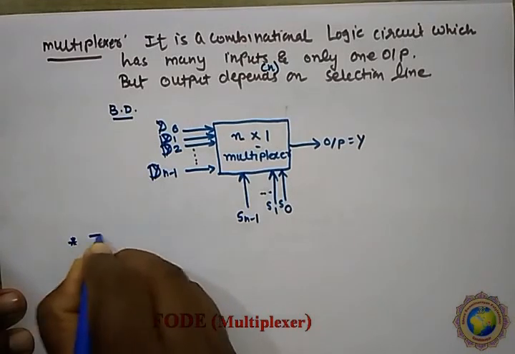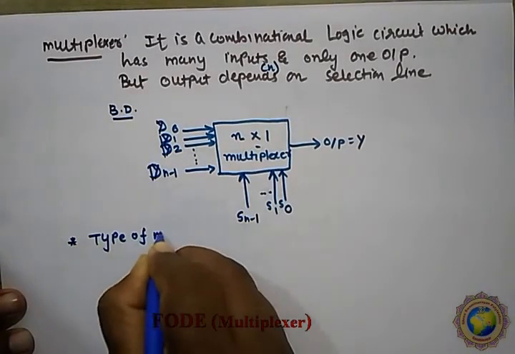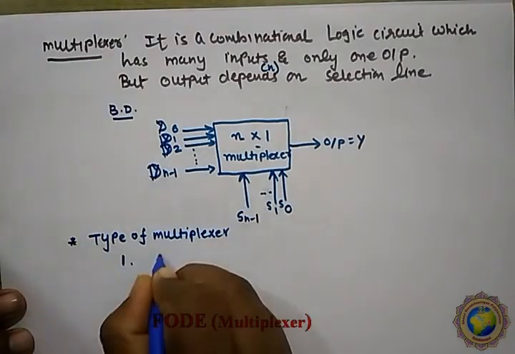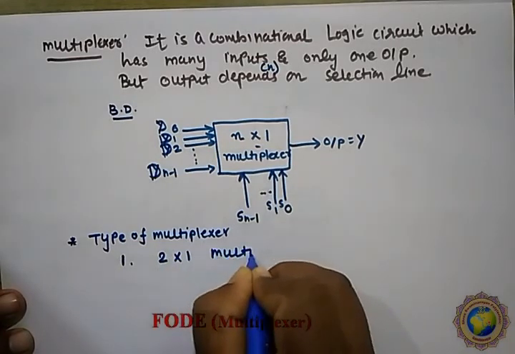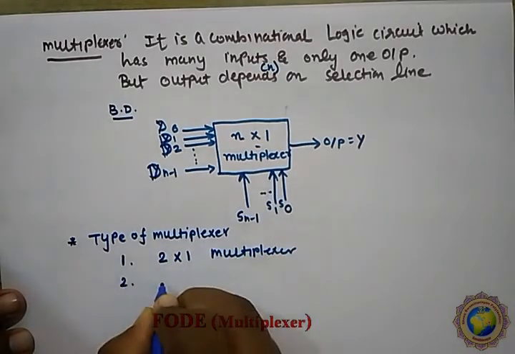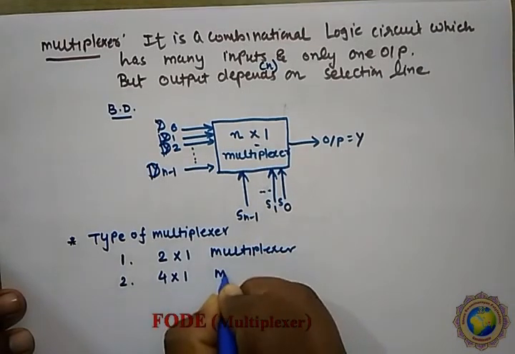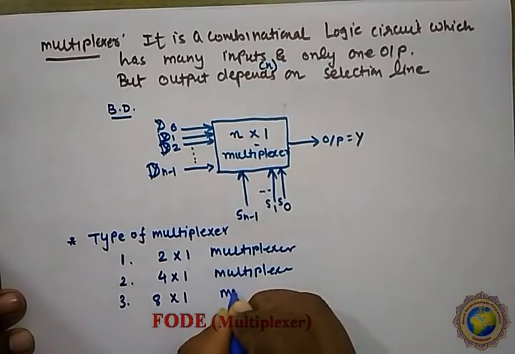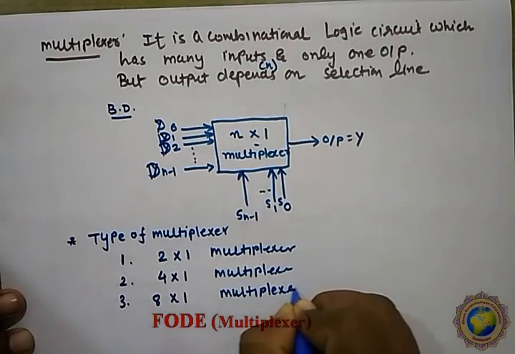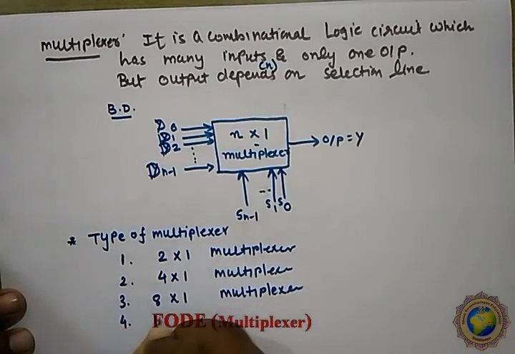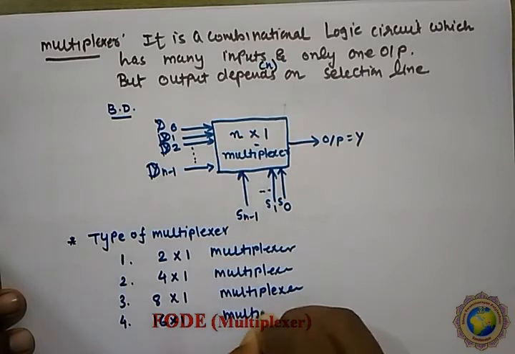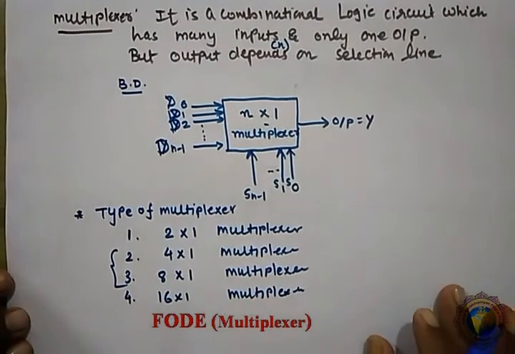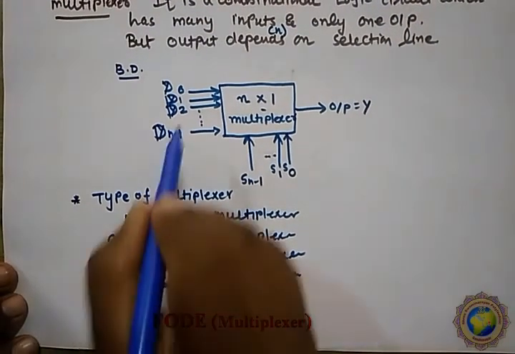Now types of multiplexer. Type કયા કયા છે? First 2 cross 1 multiplexer. Second 4 cross 1 multiplexer. Third 8 cross 1 multiplexer. And fourth 16 cross 1 multiplexer. In these, these two are the most important that are asked in the exam. એ બંને એક્ઝામમાં પૂછાય છે. નાઉ આ તો ઇનપુટ અને આઉટપુટ થઈ ગયા.